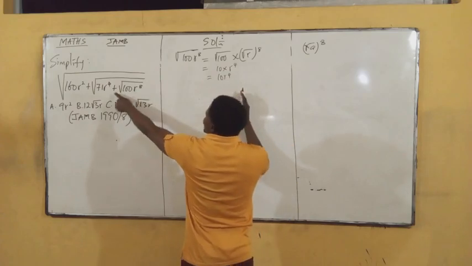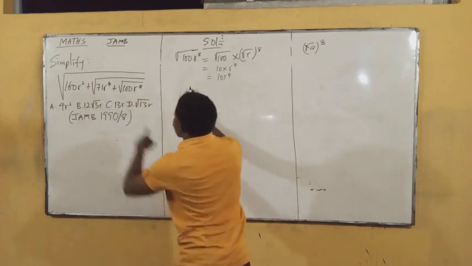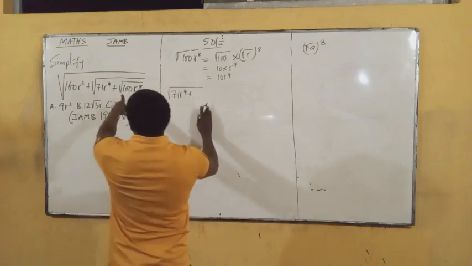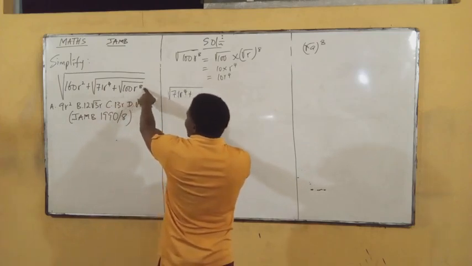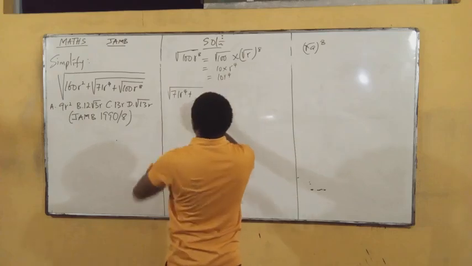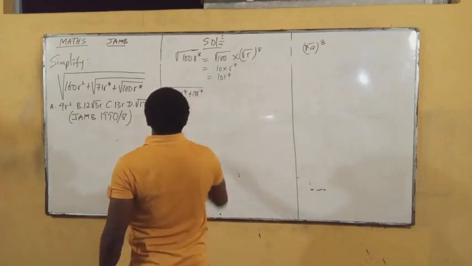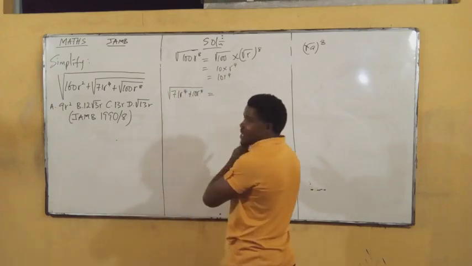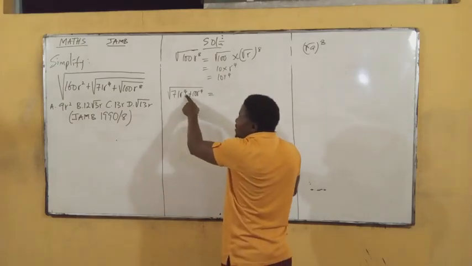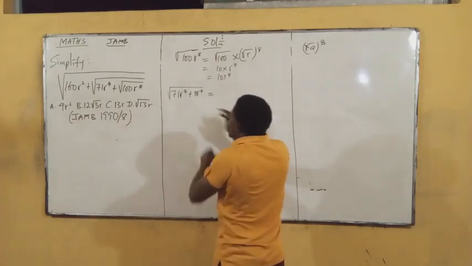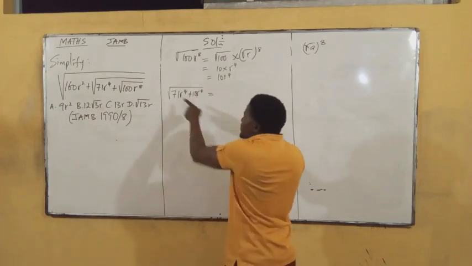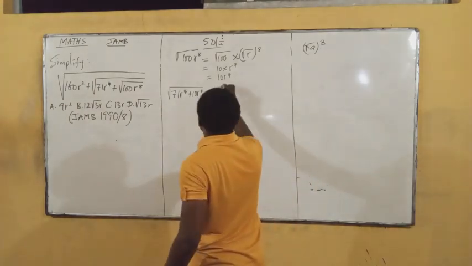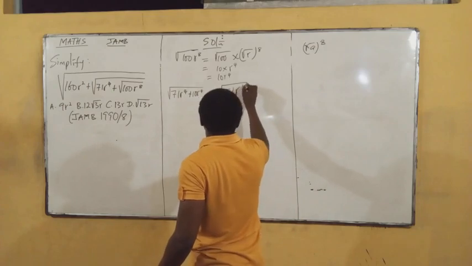So this will now be added to the next square root. The next square root becomes the square root of 71r raised to the power of 4 plus the simplified 10r to the power of 4. Now, if you notice, the r to the power of 4 is serving as a unit. If I have 71r to the power of 4 and 10r to the power of 4, how many r to the power of 4 do I have? It is simply 71 plus 10, which is 81. So this gives me the square root of 81r to the power of 4.